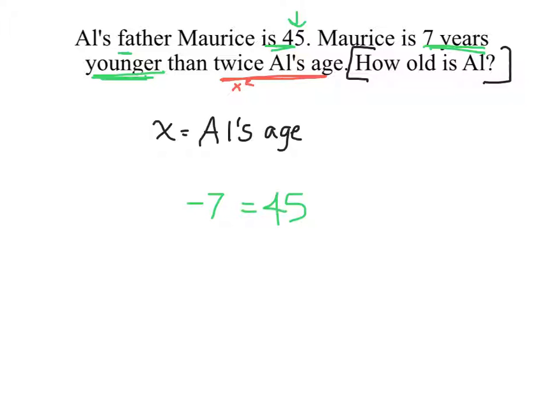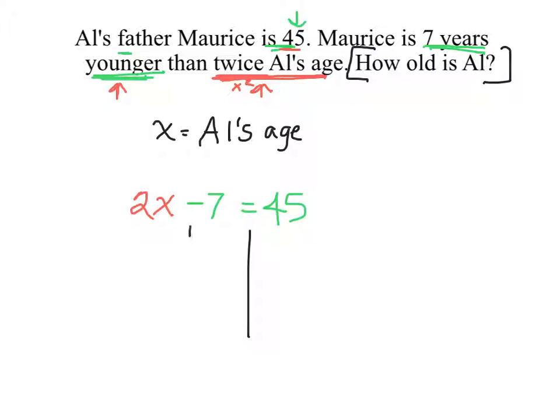And he's 7 years younger, so we're going to minus 7 from twice Al's age. Since twice means times 2, I need to multiply 2 times Al's age, which I don't know, so it's x. So 2x, twice Al's age, minus 7, because he's 7 years younger, equals Maurice's age of 45.